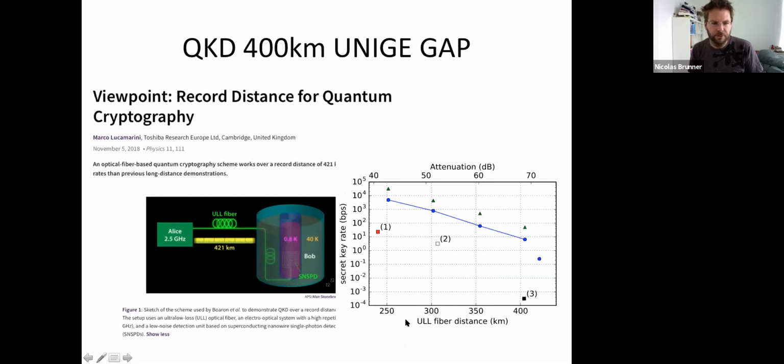And what they used for this experiment, to go that far, was this ULL fiber here. That means an ultra low loss fiber. These are very expensive fibers, but you can limit a little bit the effect of scattering and so on to increase the transmission. So they used that. And then the other piece that is very important is they used here a device that is extremely good at detecting photons, right?